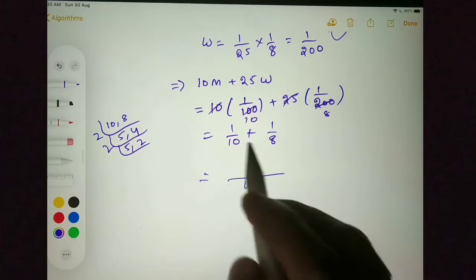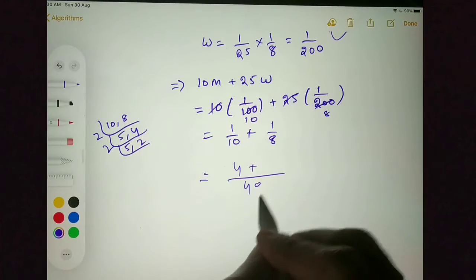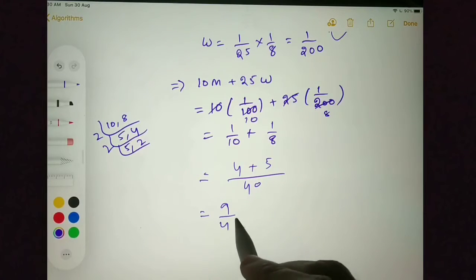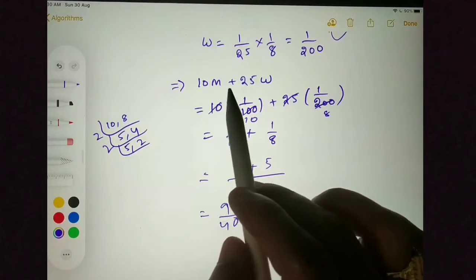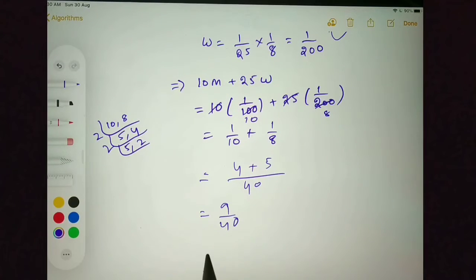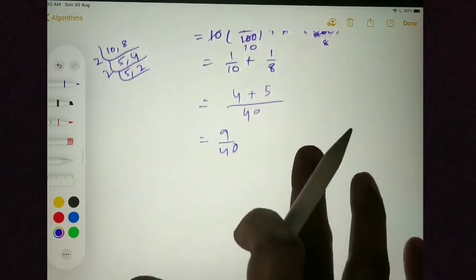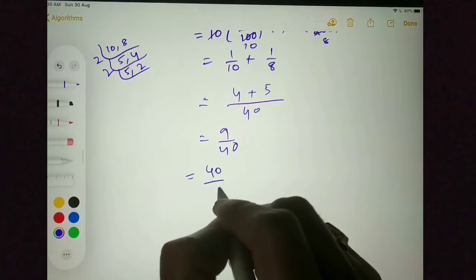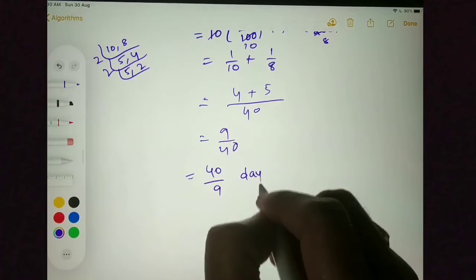40 by 10 is 4 and 40 by 8 is 5. So 9 by 40. This is 10 men's and 25 women's 1 day's work. If we want to know in how many days they can complete the task, we need to reverse this. That is 40 by 9 days.